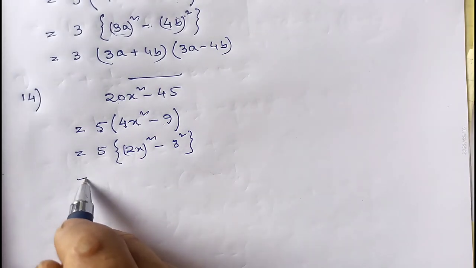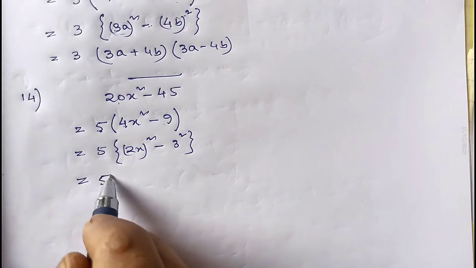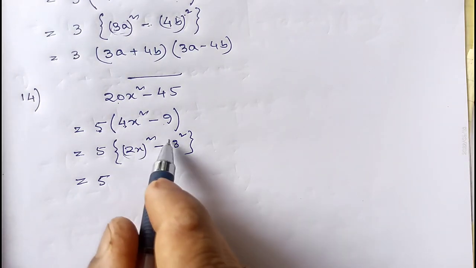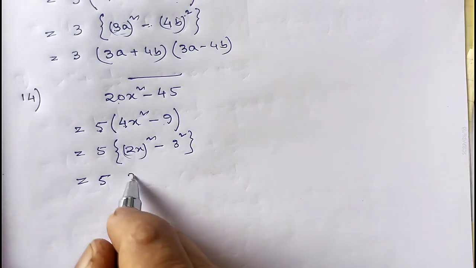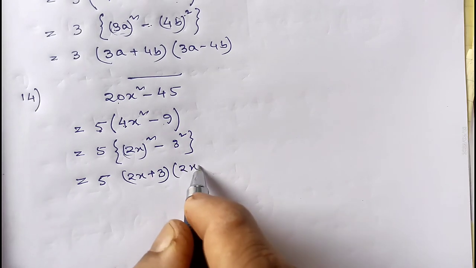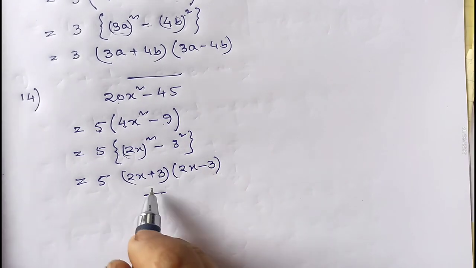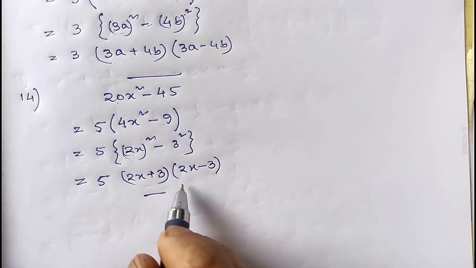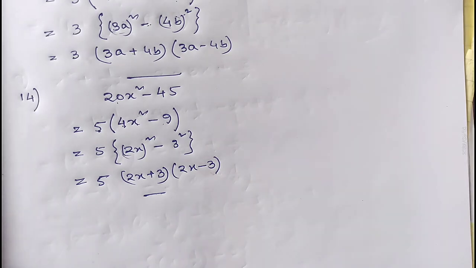Now we can apply the a square minus b square formula, so it will be 5. Here it is a, this is b, a square minus b square will be a plus b into a minus b. This cannot be further simplified, so this is the required answer.